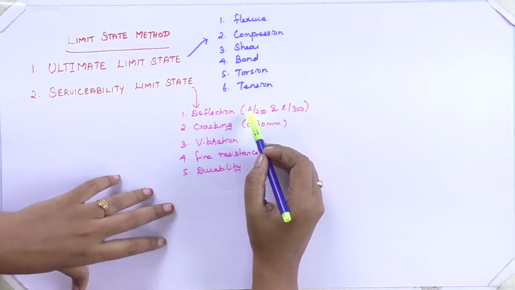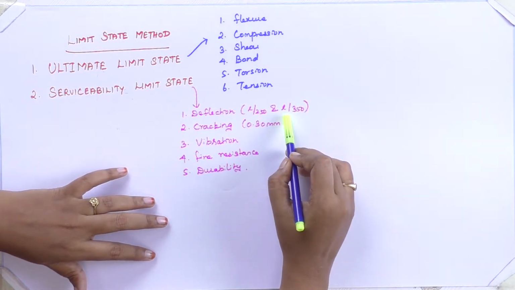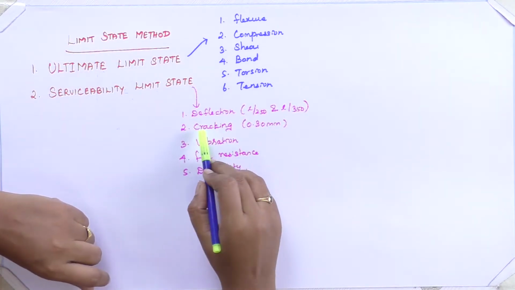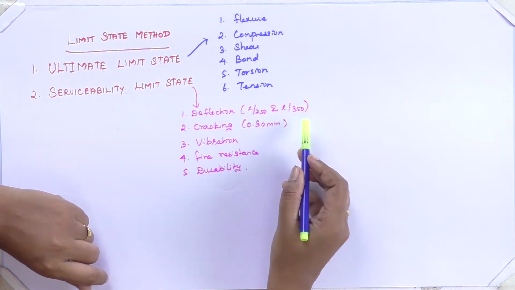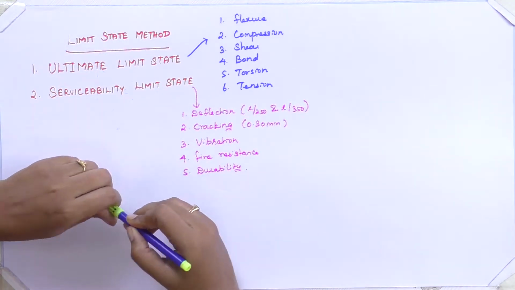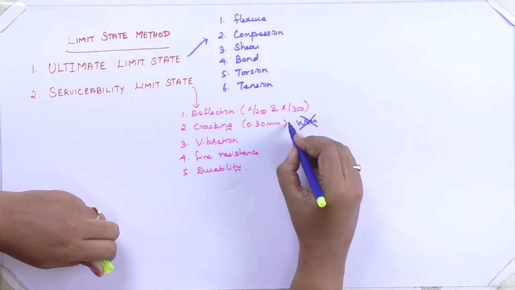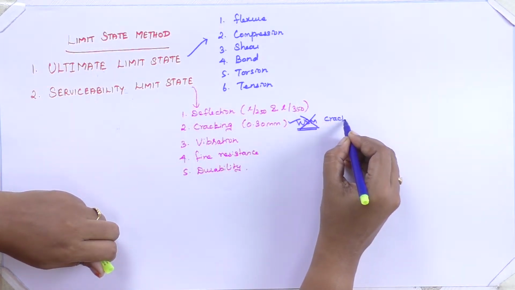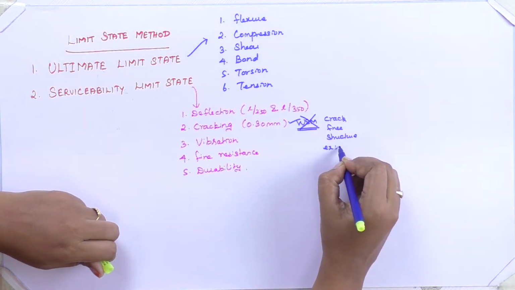The overall deflection may be around L by 250. When you include partitions and all, we can control the deflections to around L by 350. Then the cracking condition: we are allowing cracking of 0.3 mm in limit state method, whereas in working stress method we are not allowing any cracking. That's why the working stress method is mainly used for crack-free structures, for example water tanks.